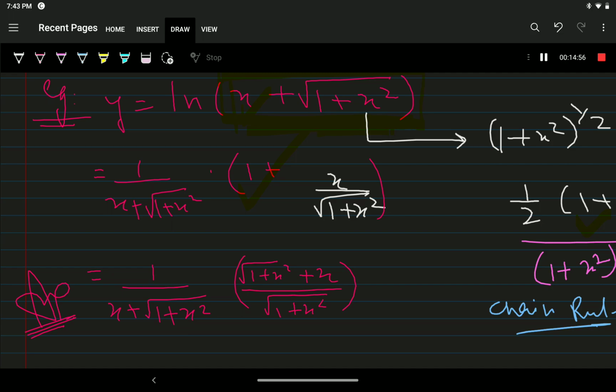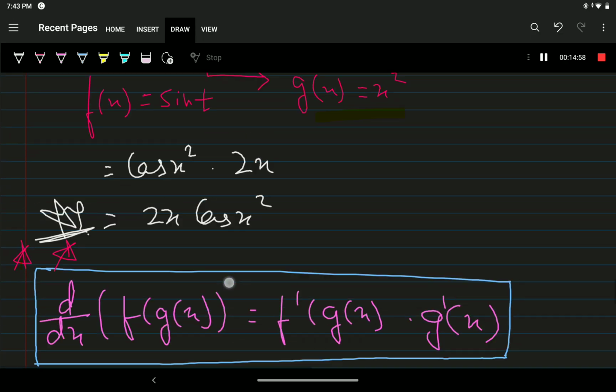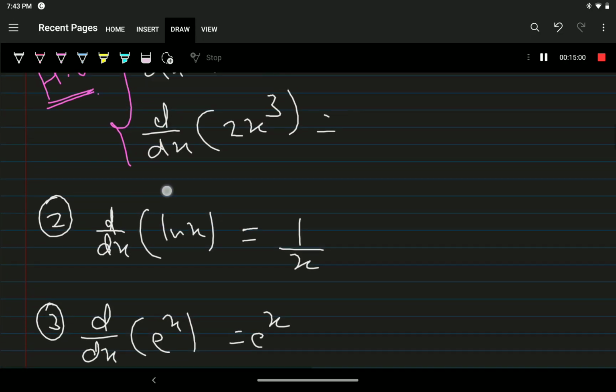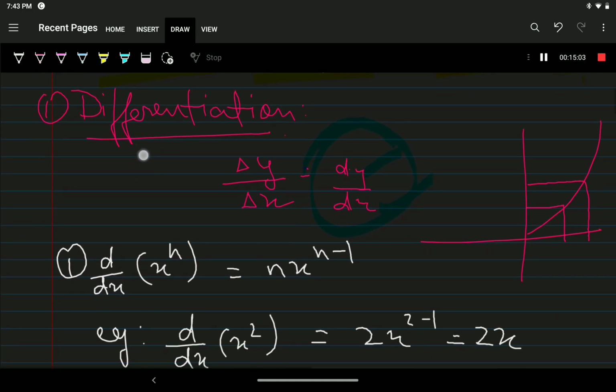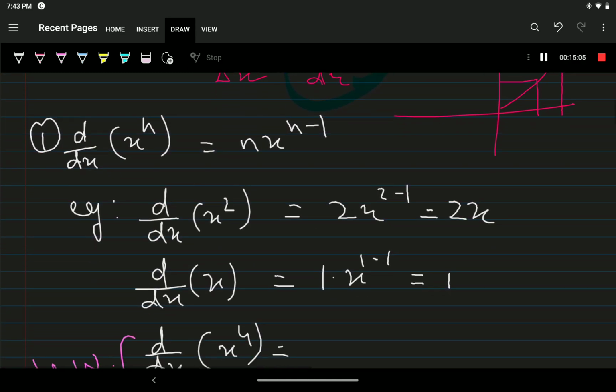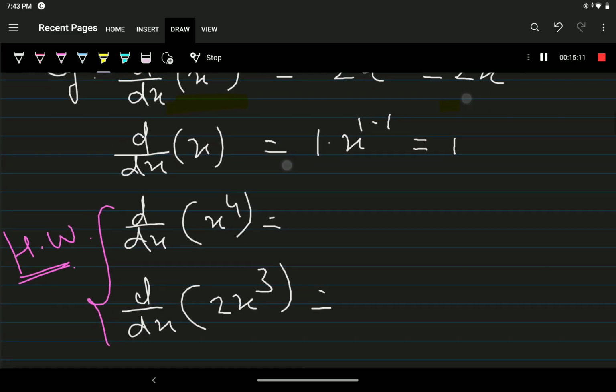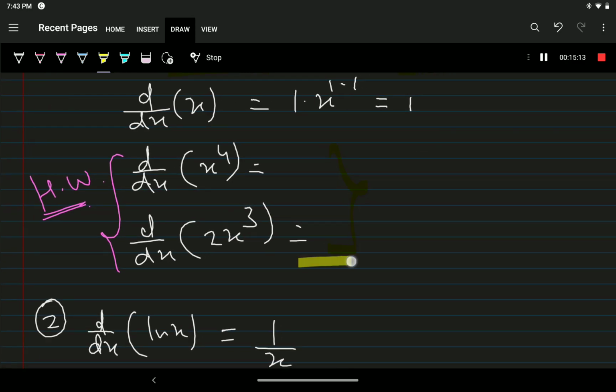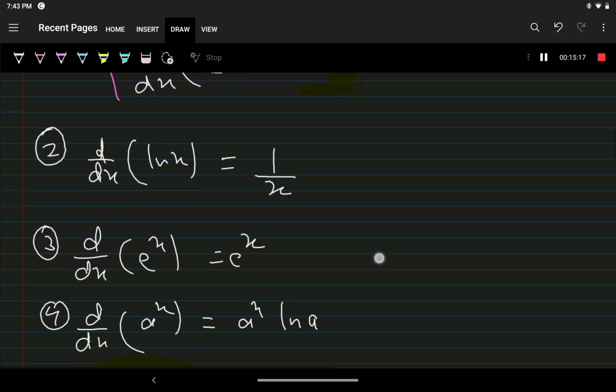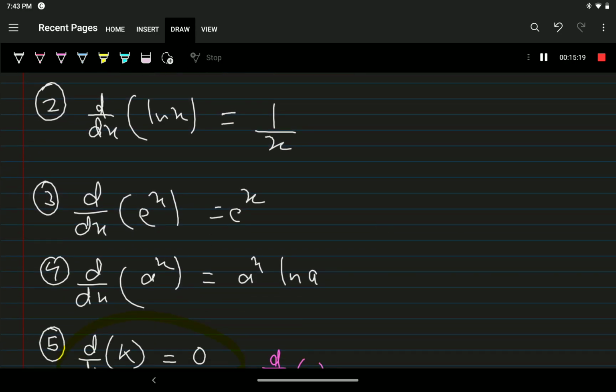So guys, this is all about differentiation. If we have a quick recap, differentiation has some formulas. This is the power formula. These are your two homework questions. Please solve them and write the answer in the comment section. Now, ln x gives 1 by x, e to the power x is e to the power x, and there are some other formulas as well that I've shown you today.